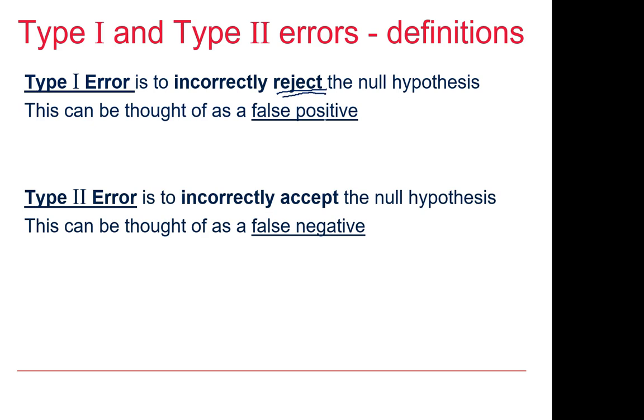So we decide that we have evidence to reject H0 and we conclude that a change has happened. This could be thought of as a false positive, because although we concluded there is a change, in fact that's incorrect. A type 2 error is when we incorrectly accept the null hypothesis.